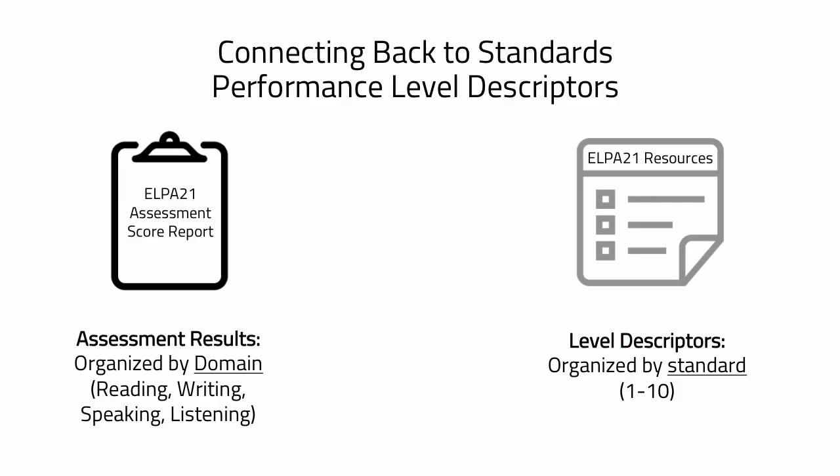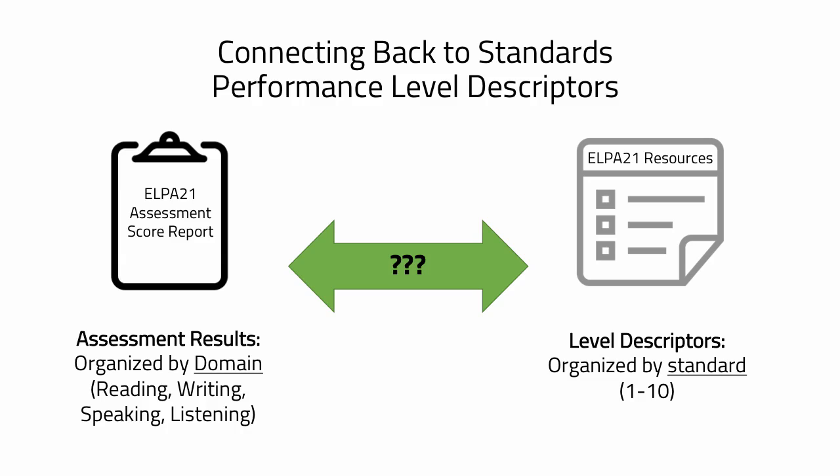We just presented an overview of how ELPA 21 will share assessment information with you about your students. So now, how can you make use of this information as you plan instruction for your students? As you've just seen, your students' performance levels based on the assessment will be organized by domain on their score reports. But the level descriptors that go with the ELP standards are organized by the 10 standards. Knowing the relative strength of your students' achievement in each domain is very useful. But how can you determine which ELP standards to focus on in order to target a certain domain?